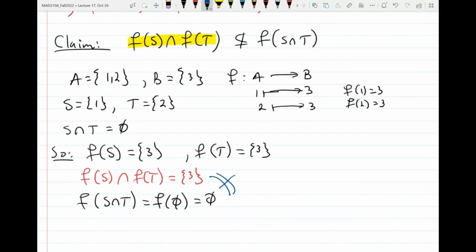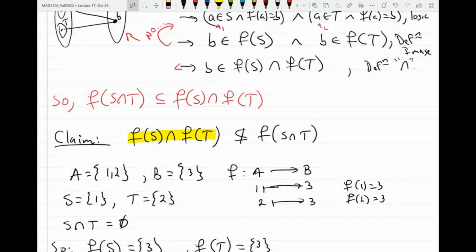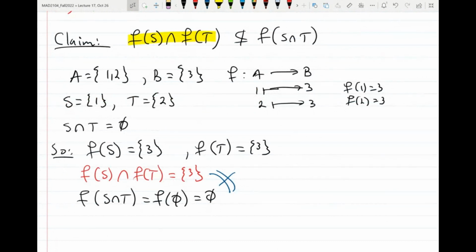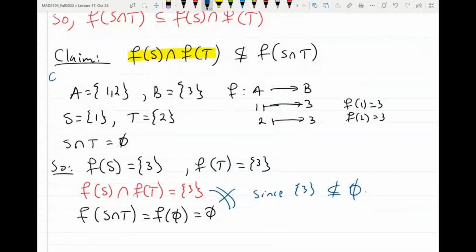Notice that even in this example, we do get that the image of the intersection is a subset of this. Why? Because the empty set is a subset of everybody, which is what we proved above, right? Above, we proved that the other way around always works. The image of the intersection is always a subset of the intersection of the images. And that's not being violated here, because the empty set is a subset of this. But what we don't have is this being a subset of this one, since the set containing 3 is not a subset of the empty set. And that's what our claim was. So this is our counterexample.